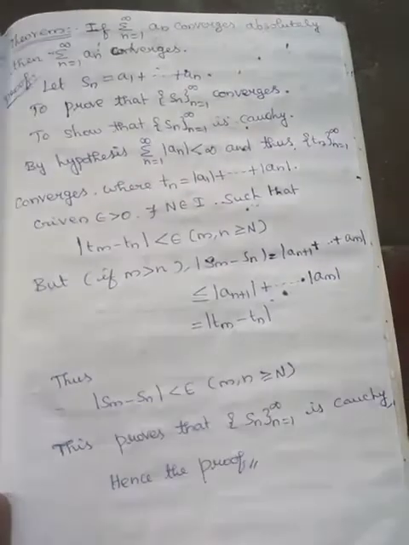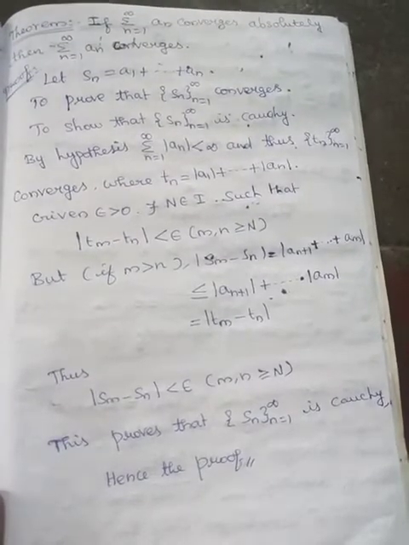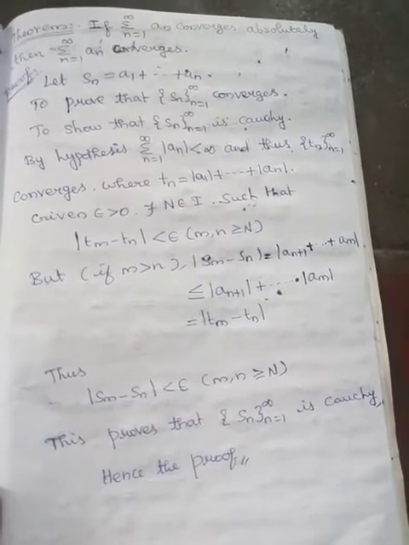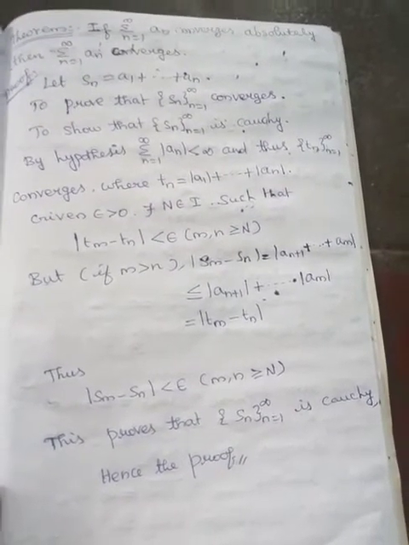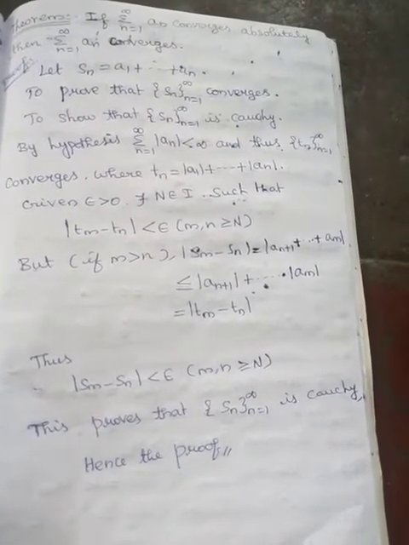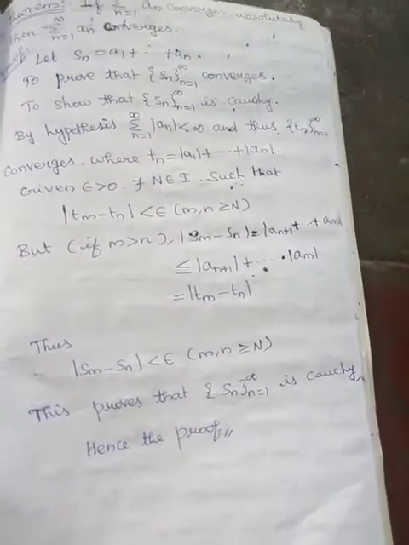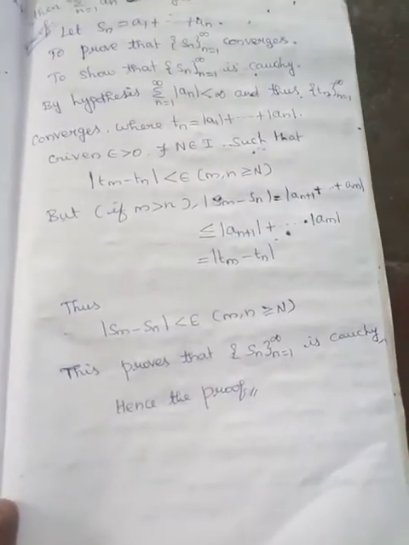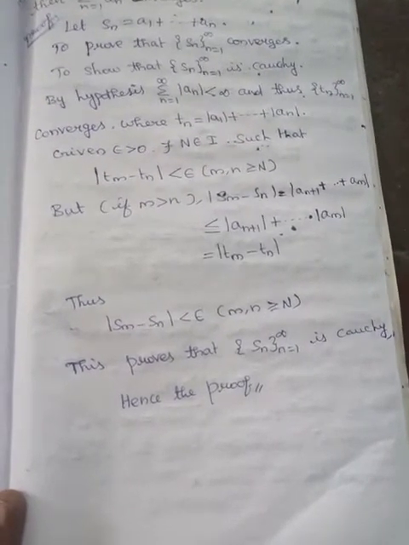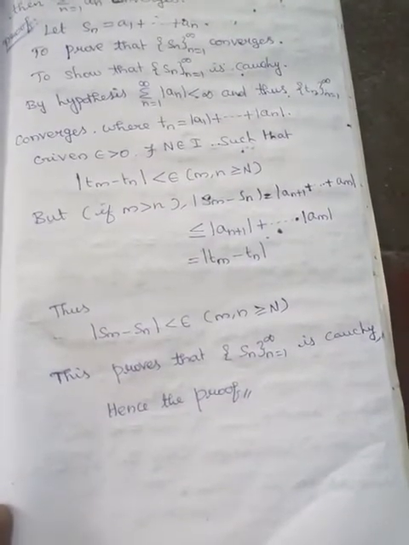But if m is greater than n, modulus of sm minus sn equals modulus of an plus 1 plus etc plus am, which is less than or equal to modulus of an plus 1 plus etc plus modulus of am, which is equal to modulus of tm minus tn. Thus modulus of sm minus sn is less than epsilon for m, n greater than or equal to capital N. This proves that the sequence Sn, n varies from 1 to infinity, is Cauchy. Hence the proof.